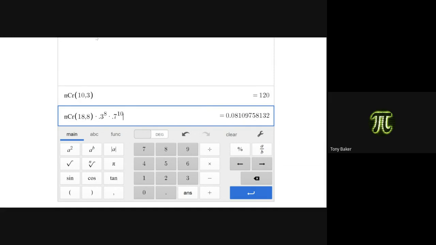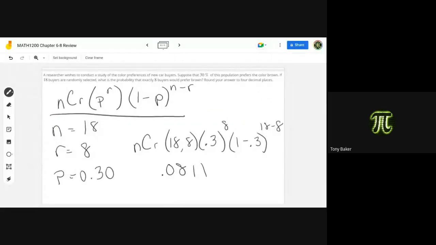Why would there be a 1 minus 0.3? It's 1 minus 0.3 because that's the rest of the total population, or what you don't want. This is the probability that exactly 8 buyers would need brown, which is about 8%. So if I'm a person selling cars, I'm probably not going to have 8 brown cars on my lot because there's only an 8% chance that I'm going to sell them all.